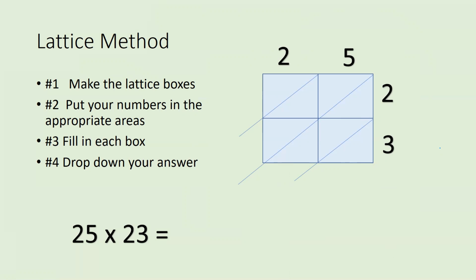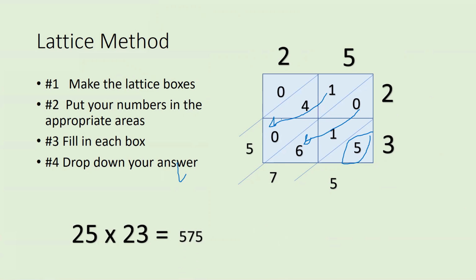And then you fill each box. 5 times 2 is 10. 2 times 2 is 4. 5 times 3 is 15. And then 3 times 2 is 6. And now simply each number falls down. So the 5 falls down. And then the 6 plus 1 falls down. And then the 4 plus 1 falls down. And your answer is 575.